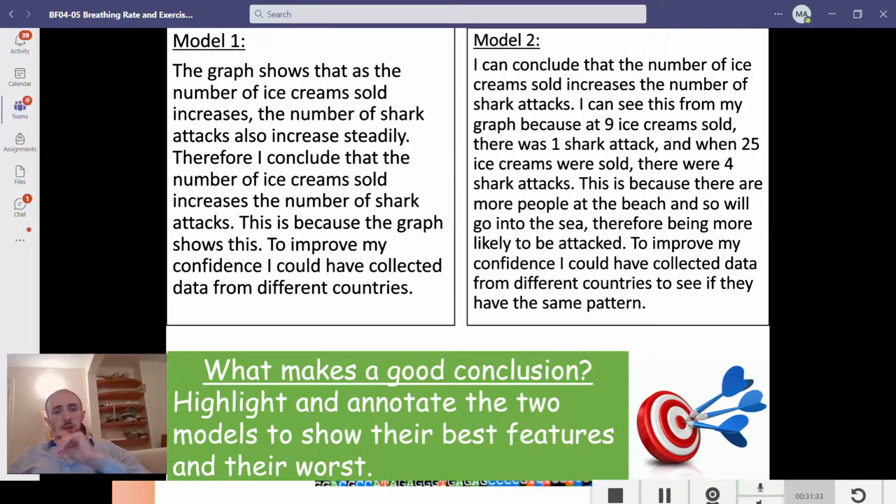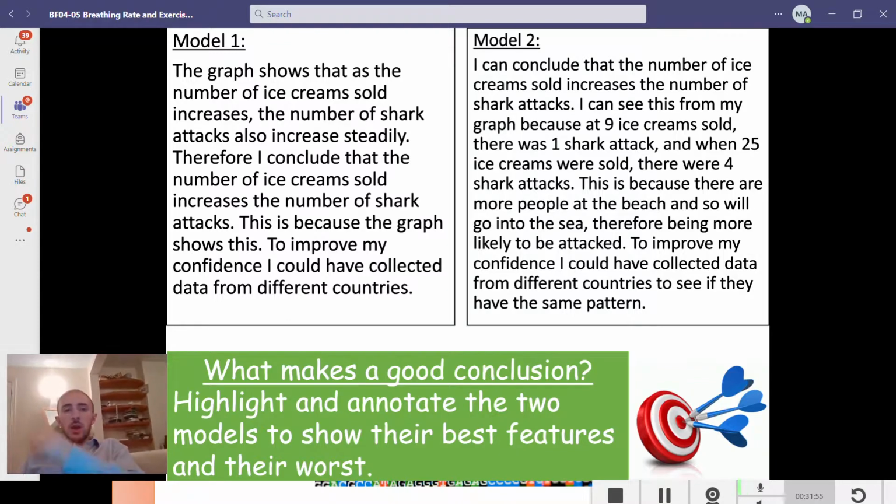So, the graph shows that as the number of ice creams sold increases, the number of shark attacks also increase steadily. Therefore, I conclude the number of ice creams sold increased the number of shark attacks. This is because the graph shows this. To improve my confidence, I could have collected data from different countries. It's not a bad conclusion, but there are things we can improve.